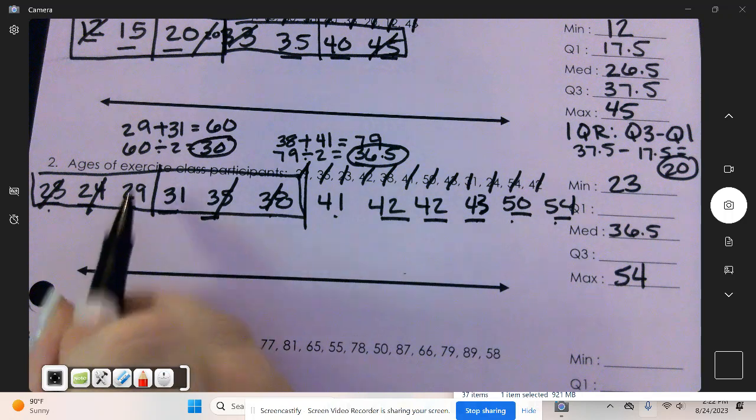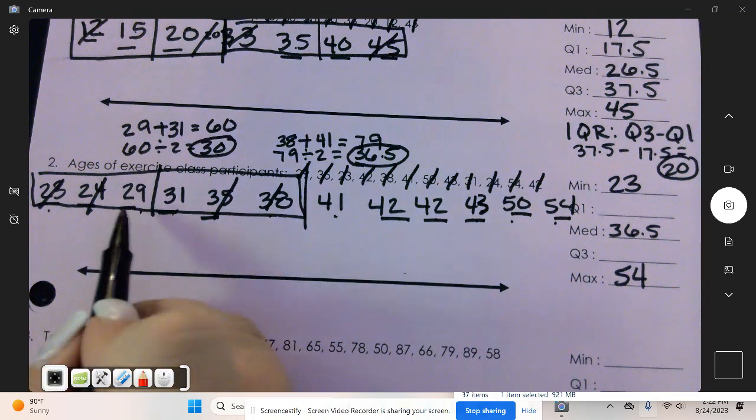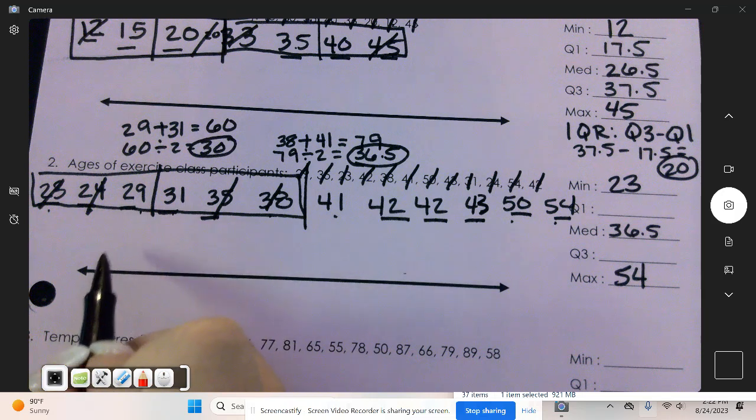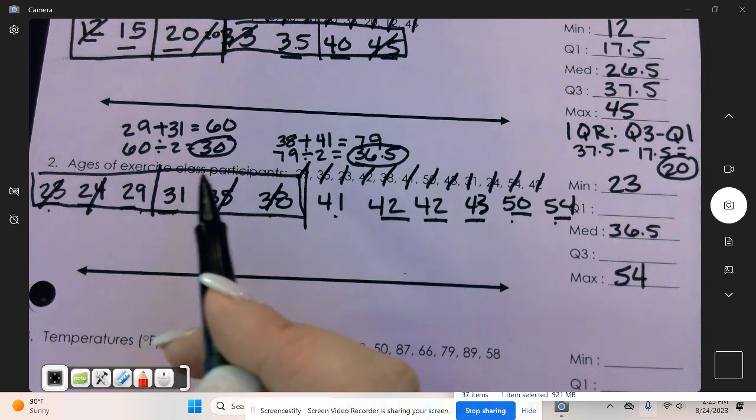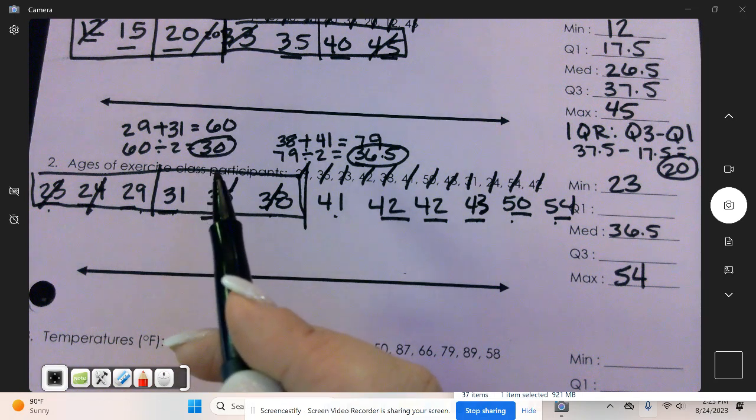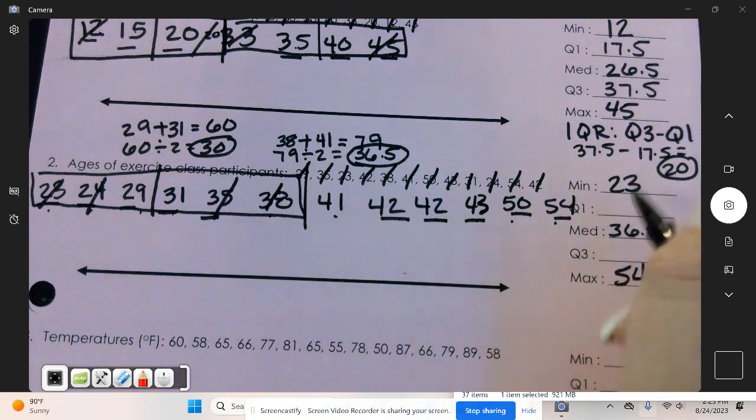Because if you look, we're trying to find the halfway point. What's the halfway point between 29 and 31? What's right between 29 and 31? 30. When you count, you go 29, 30, 31. 30 is right between 29 and 31.